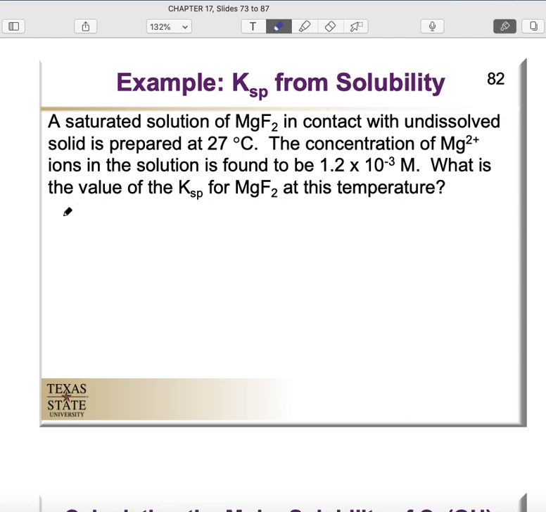So the way that I would begin this problem would be to write the dissolution equation, or the equilibrium equation, if you would, between the magnesium fluoride, MgF2, as a solid. Oops, what did that do? It's not letting me do it.